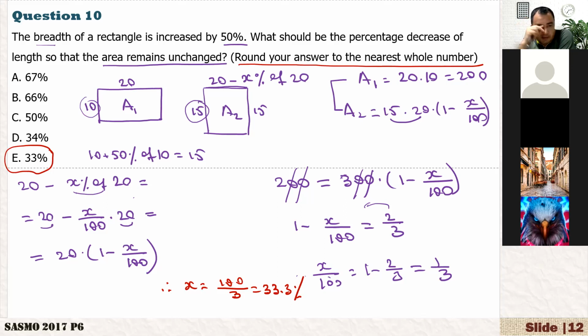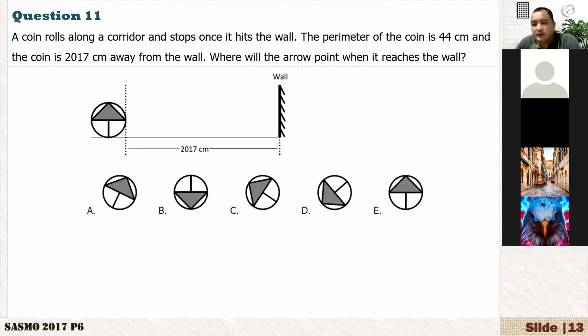Okay, Fikri, in case on Sasmo day you have a similar question, if you increase something by 50%, I mean area, then to get the original area, what should be the percentage decrease of length or width? It should be 33%, okay? But here, that is the algebraic way of solving this problem. Now let's continue. At least you have some idea now.